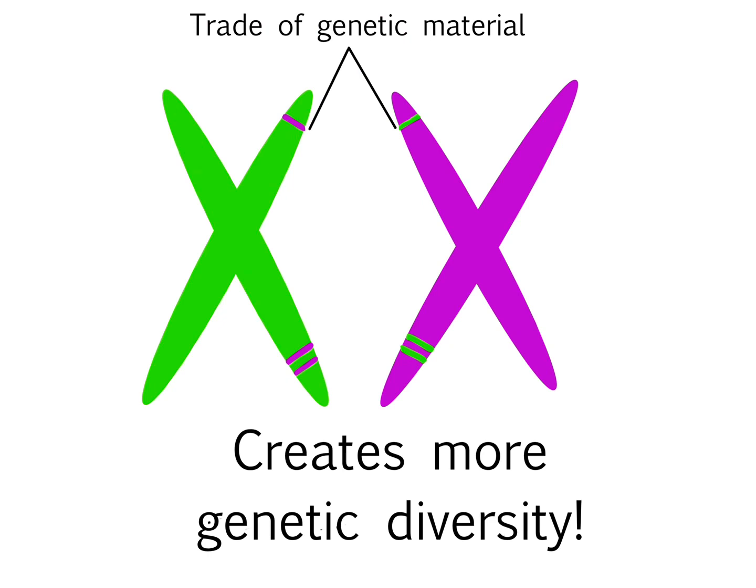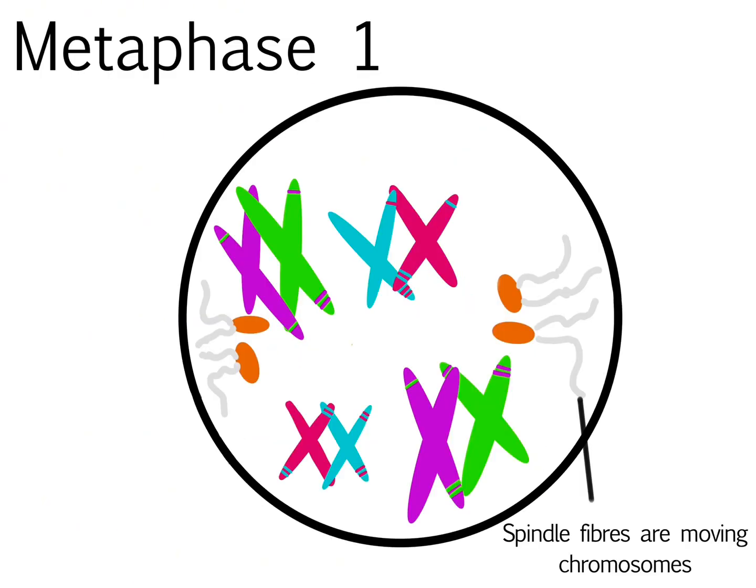Here I've shown them through stripes. This exchange makes the genes no longer identical and creates more genetic diversity. Crossing over is random and happens in a number of ways. Next to start is metaphase 1.